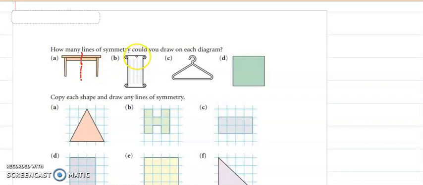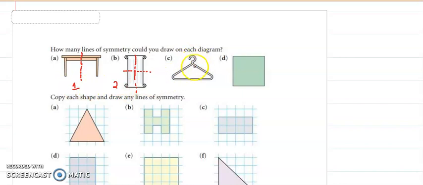The second shape can actually have two lines of symmetry. One line of symmetry can be here. If I draw this line, it can be a line of symmetry. Both the sides will be the mirror image of each other. Or if I make a line here in the middle in this direction, both the sides can be the mirror image of each other. So this shape can have two lines of symmetry. The first has one line of symmetry only. The second has two lines of symmetry.